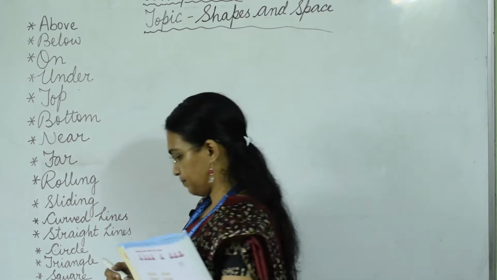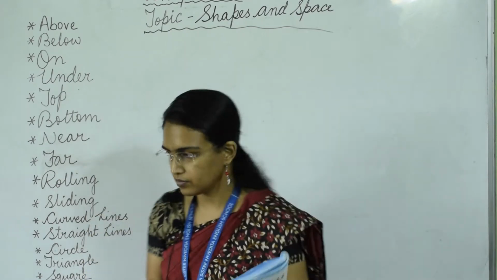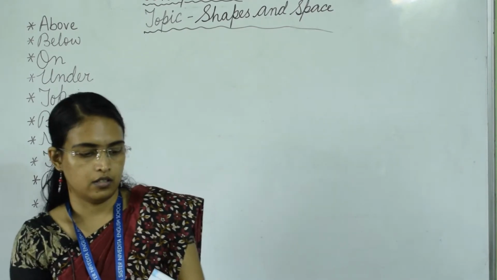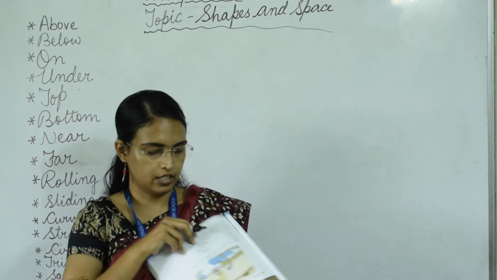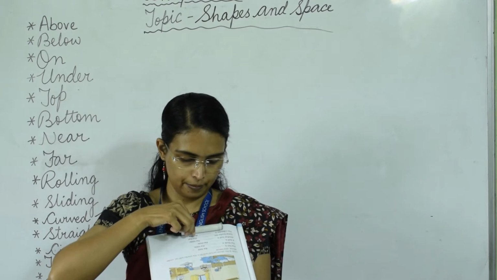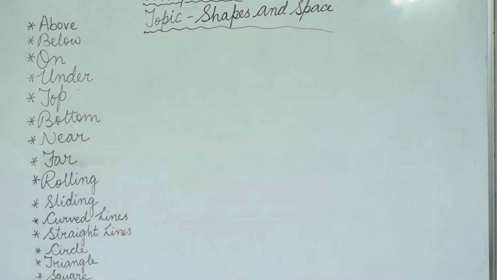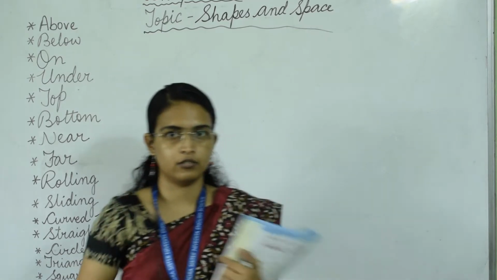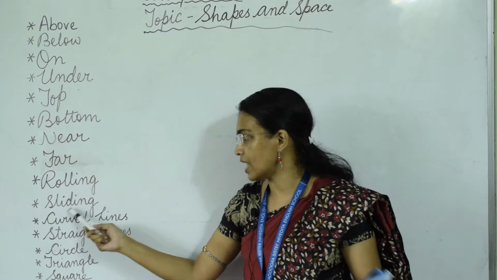Now rolling means, suppose this is a pen, and if you put this pen here, what will happen? It rolls down, right, like this? So this is called rolling. Roll hona, ghumna.